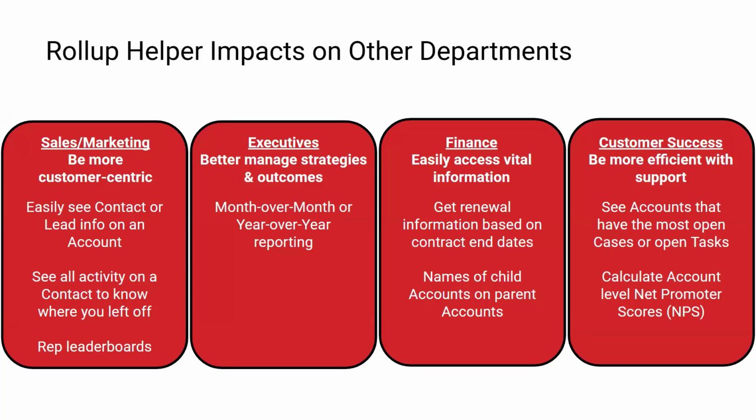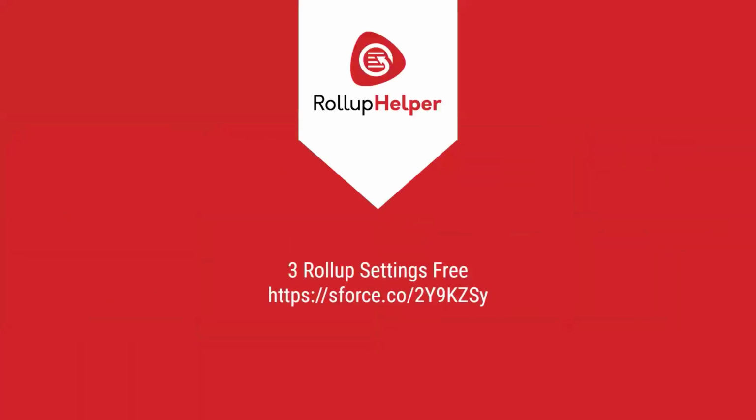And customer service teams can be more efficient with their support if they can see accounts that have the most open cases or tasks. They could calculate account level net promoter scores to see who happy clients are to reach out for customer stories, or stop an account from churning before it's too late. Try it out for yourself in our free edition, where you can have up to 3 active rollup settings.